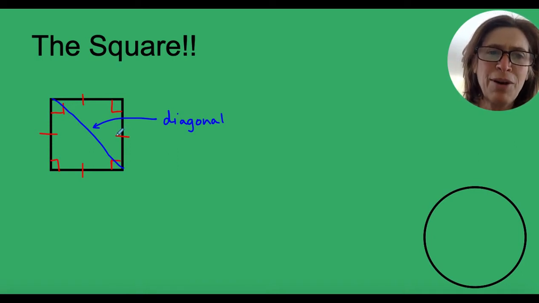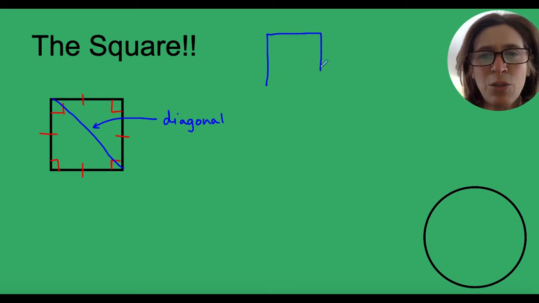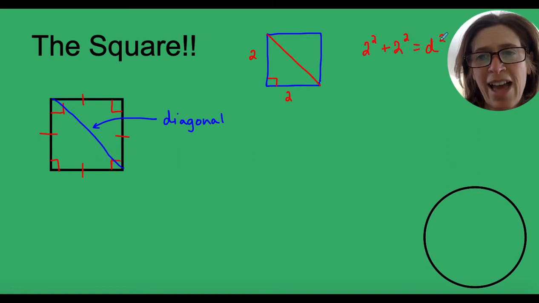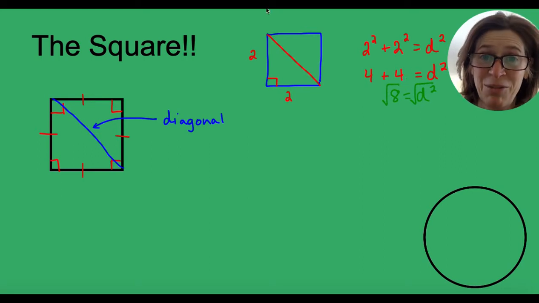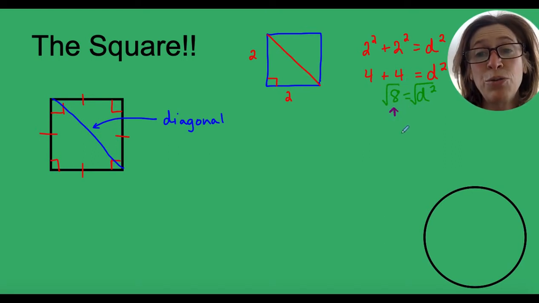Now, I've also given you some squares. Let me put in a diagonal. I put in maybe side length 2, and you've used the Pythagorean theorem, and you've done 2 squared plus 2 squared equals d squared for the diagonal, so 4 plus 4 equals d squared, and so 8 equals d squared, and there we've taken the square root of both sides, remember that? And then we've simplified root 8 into 2 root 2. Okay?